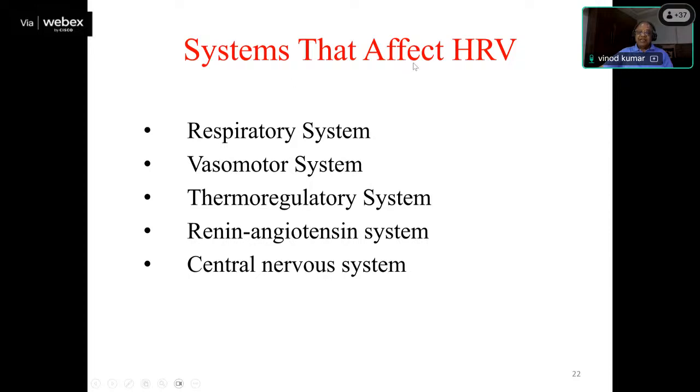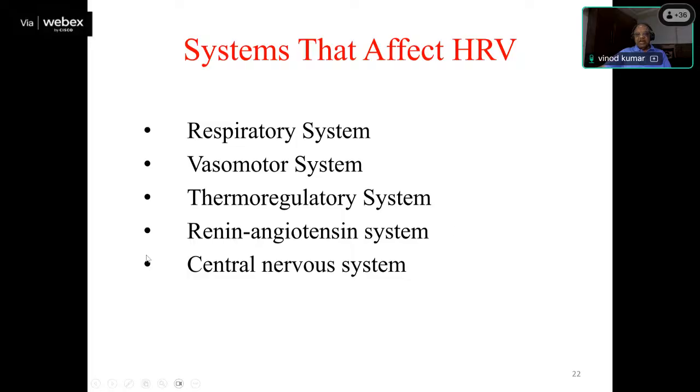And HRV is affected by the autonomic system. When these parasympathetic or sympathetic activities are high or low, they affect our respiratory system. Our respiratory rate may increase or decrease. Vasomotor, that is blood pressure, blood flow. Thermoregulatory, that is sweating, etc. Renin-angiotensin, that is the kidney system. Central nervous system, our brain or central nervous system.